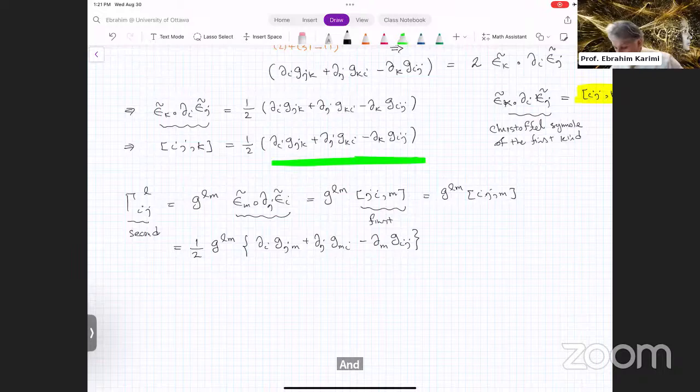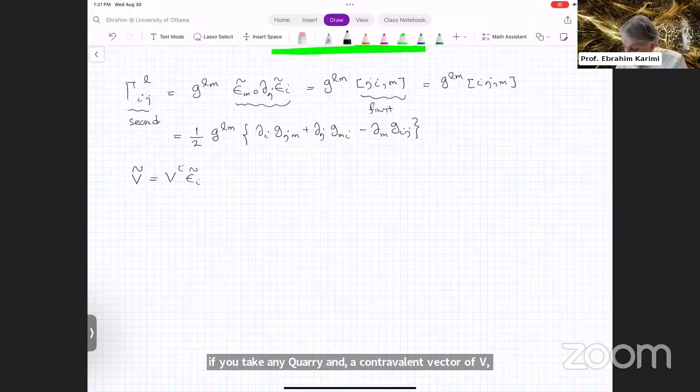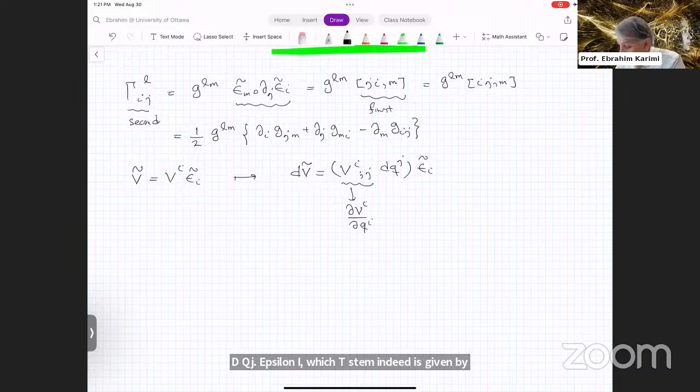Of course, if you take any contravariant vector V, which is given by V^I epsilon_I, then you can take the derivative of that, dV, which essentially is given by the covariant derivative of V^I with respect to Q^J times epsilon_I, which is indeed given by the derivative of V^I with respect to Q^J plus V^I gamma IJ.